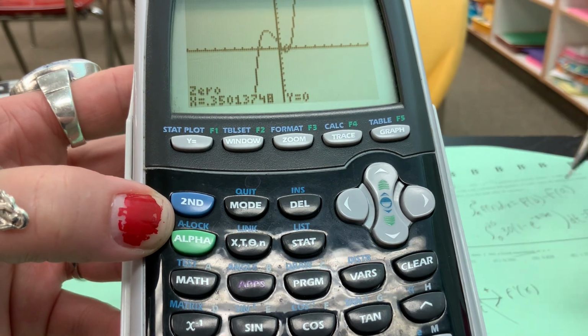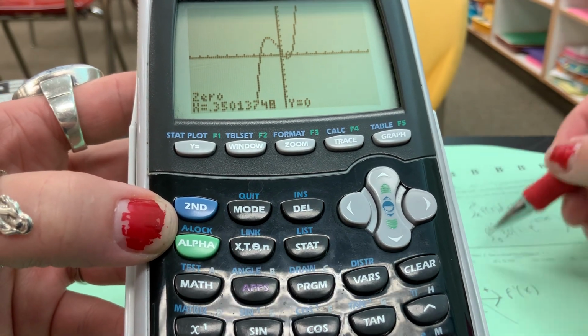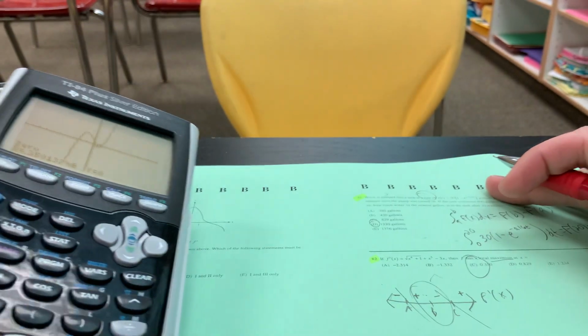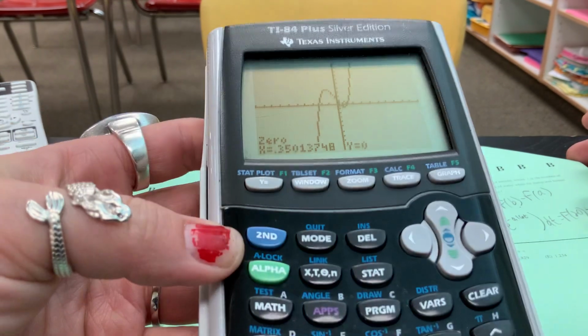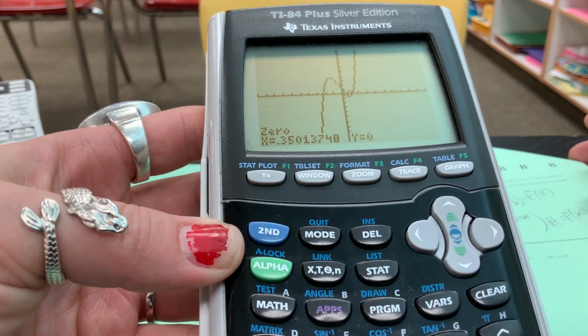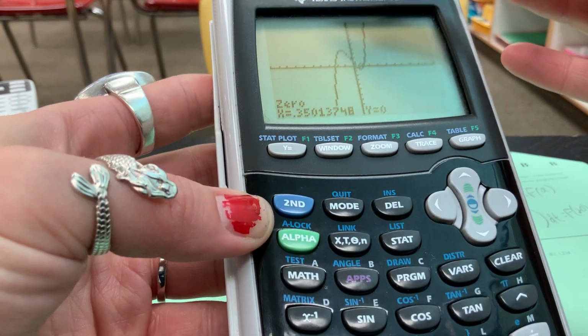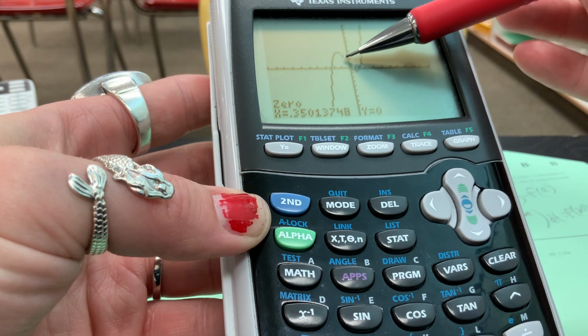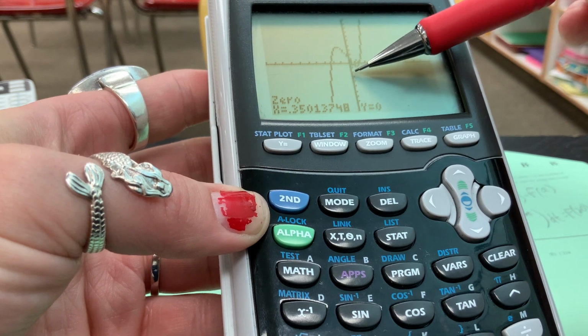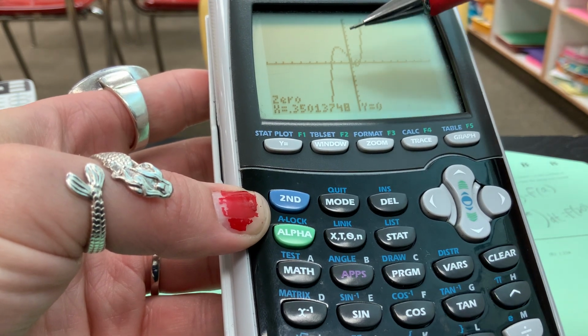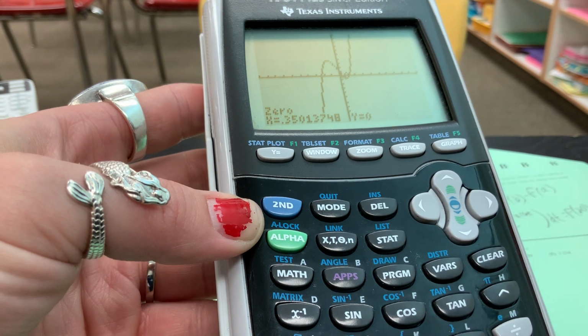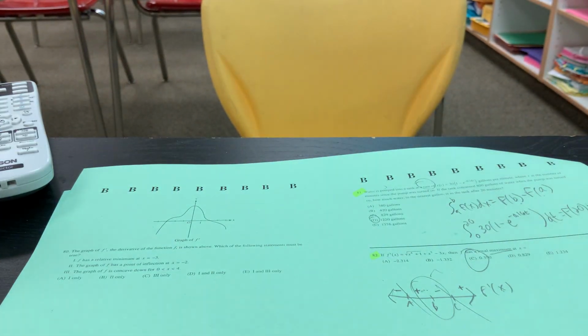And it's 0.350, which is C for that question. Okay. And I knew I needed to find the middle one because that is the only one where the derivative goes from a positive to a negative. So I know my original went from an increasing to a decreasing, creating a maximum. Okay.